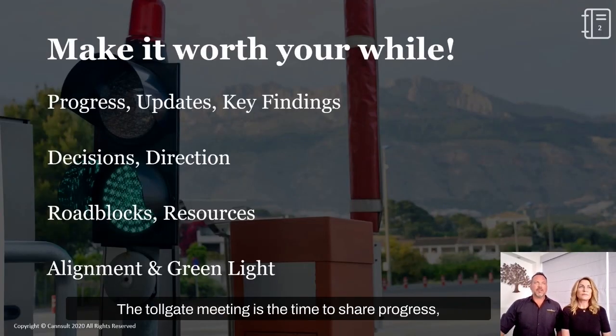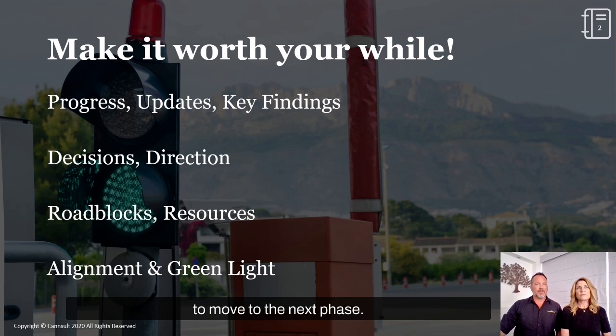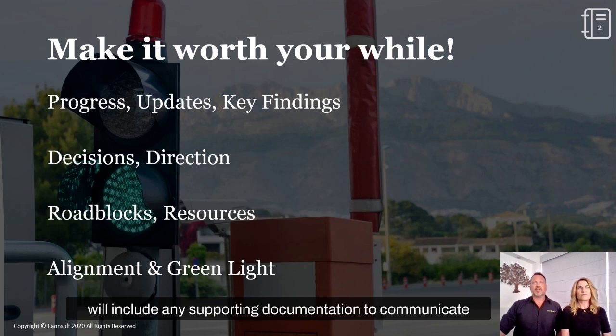The Tollgate meeting is a time to share progress, updates, and key findings with the sponsor, to get their input or approval on decisions or direction, to remove roadblocks or obtain needed resources, and in the end to ensure alignment and get the green light to move to the next phase. The team can use a storyboard and will focus on the phase checklist and will include any supporting documentation to communicate clearly and efficiently to the sponsor.